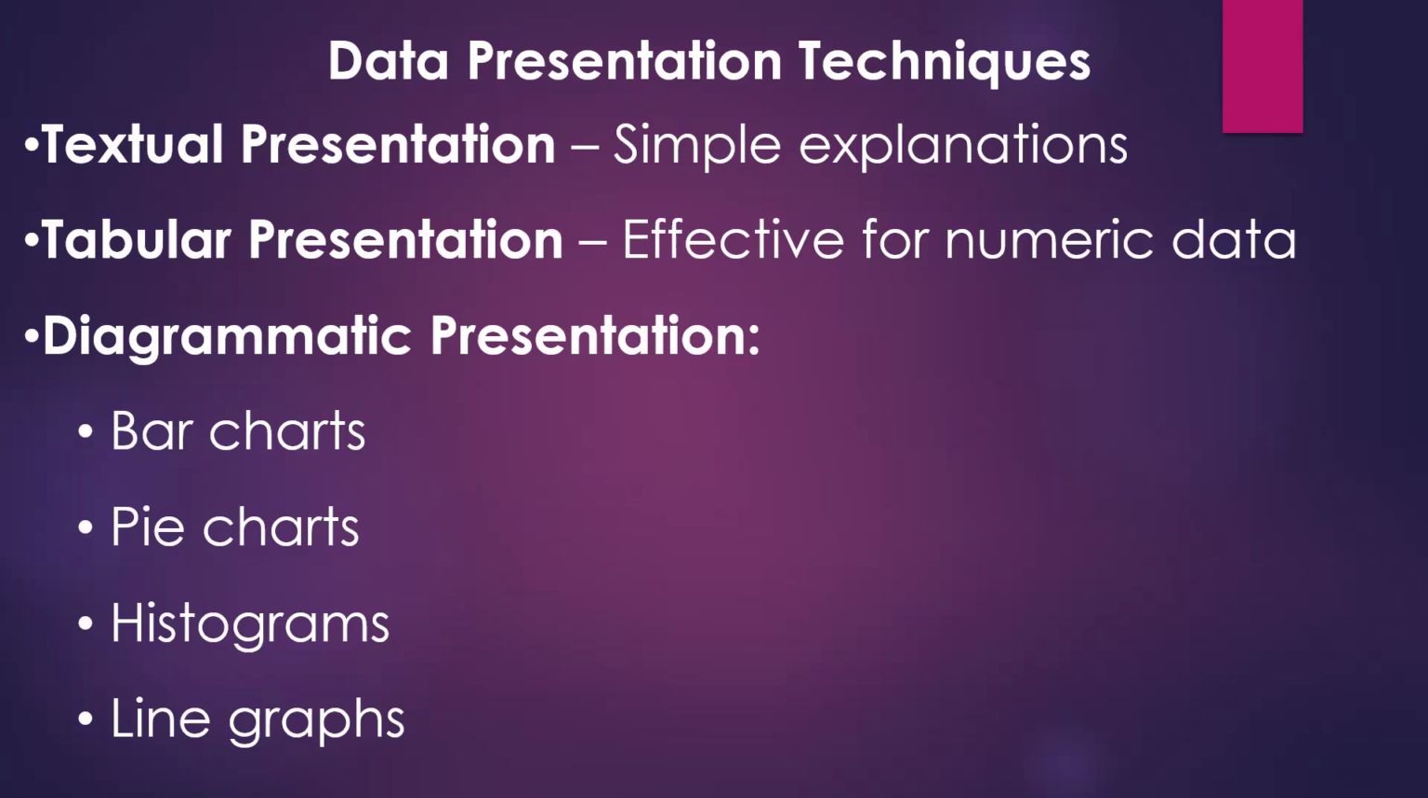Bar charts are good for comparing quantities. Pie charts show proportions. Histograms show distributions. Line graphs track changes over a time period. Choosing the right format depends on the type of data and what you want to highlight. This is about data presentation techniques.